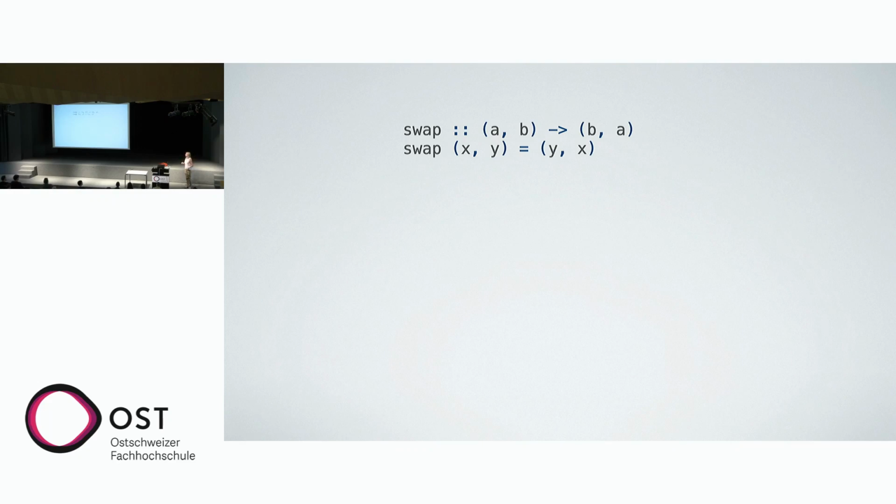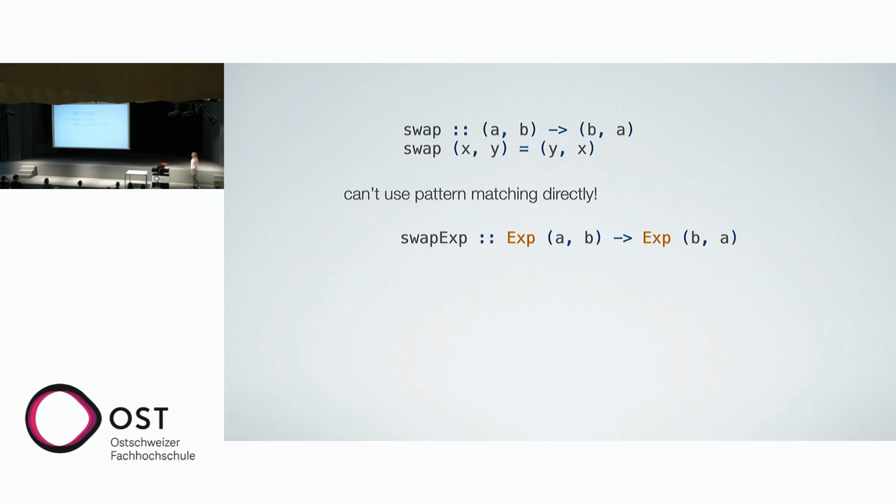Okay, so let's say we want to write the embedded version of this swap function then. It should have the type Exp (A, B) to Exp (B, A). Now, if I look at the Haskell function, I of course use pattern matching. But can I use pattern matching in my swap on expression level? X of type Exp (A, B) is an abstract syntax tree that will eventually produce a pair, but it's not a pair yet. Right? So I can't use pattern matching directly. So one way to solve this is, well, I use the destructors for X and Y, and then I lift it.